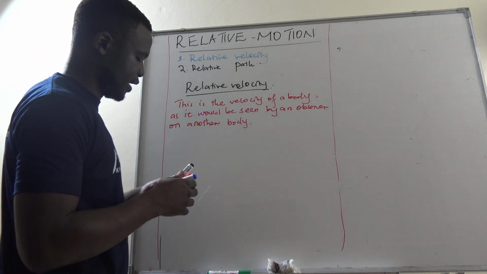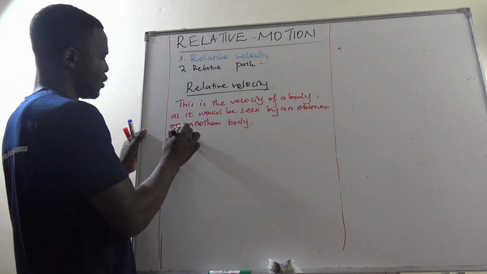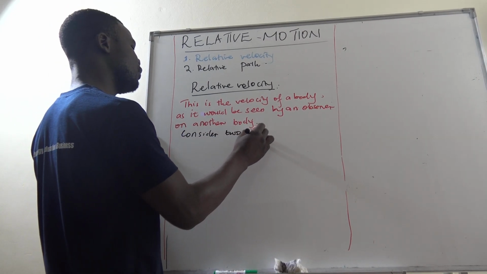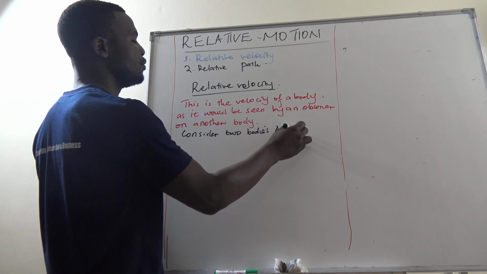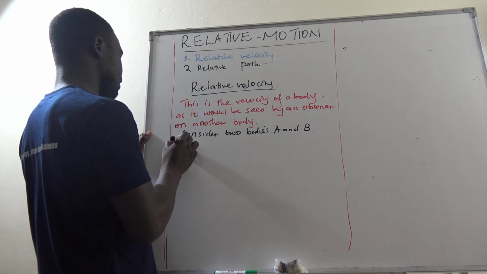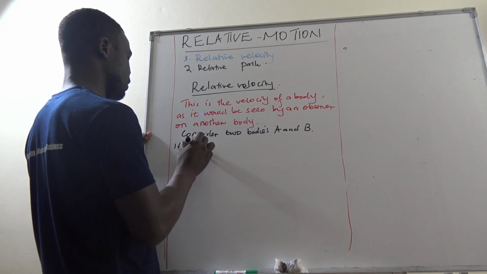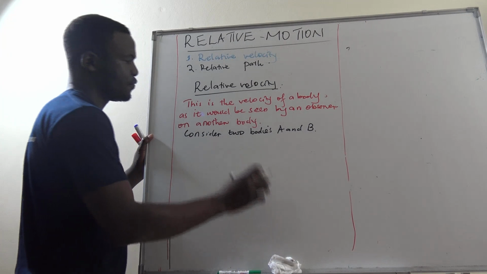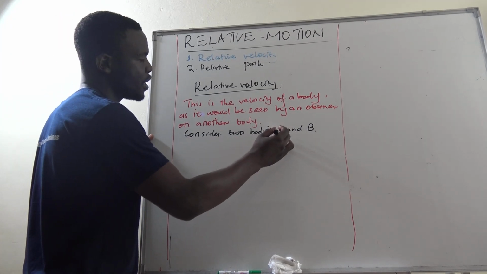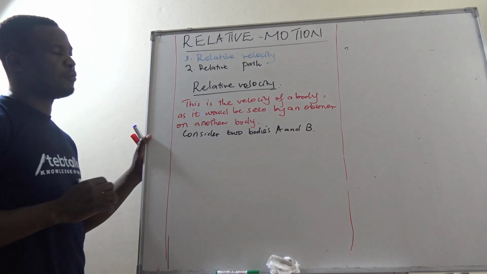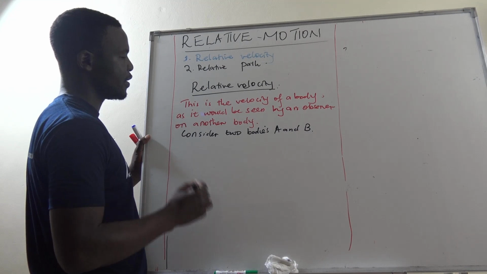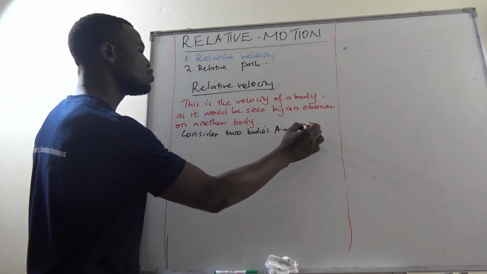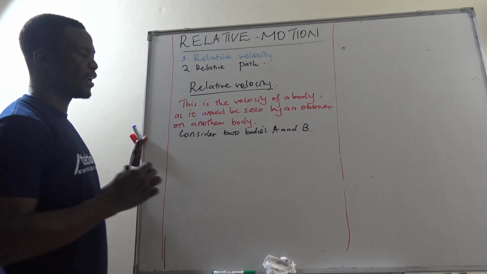Now, let us look at relative velocity. Consider two bodies, A and B. For these two bodies, if there is an observer in body A and he's seeing body B moving, then we say that the velocity with which A sees B is called the velocity of B relative to A.